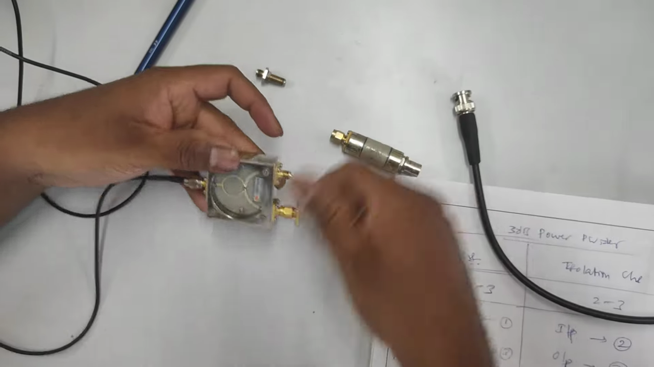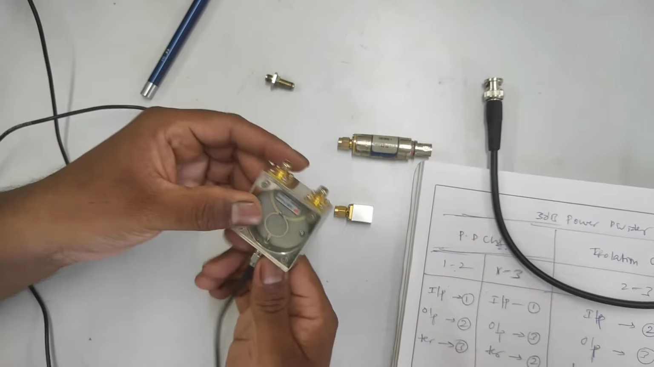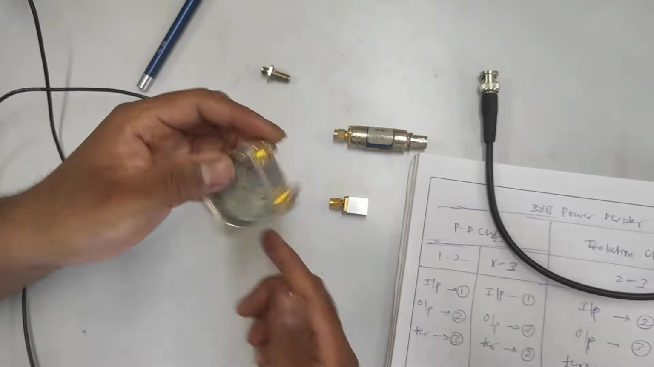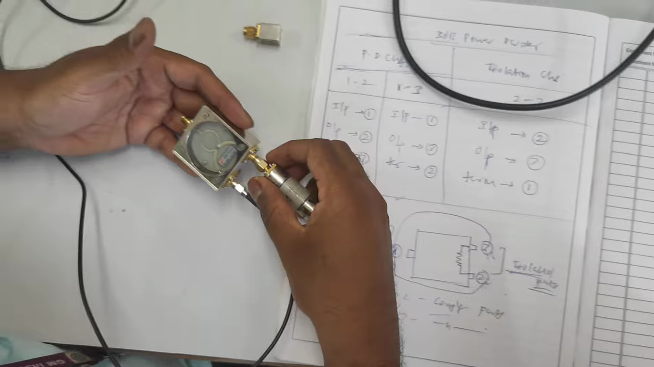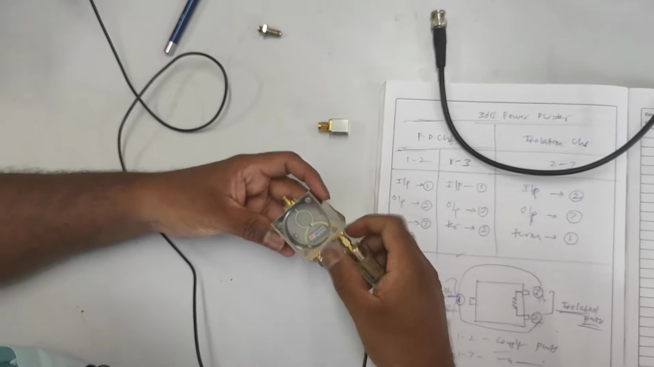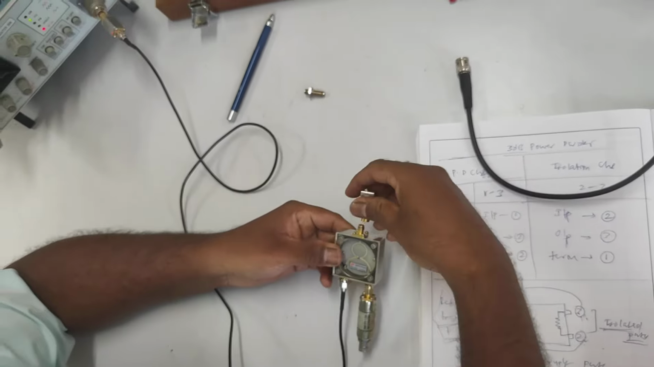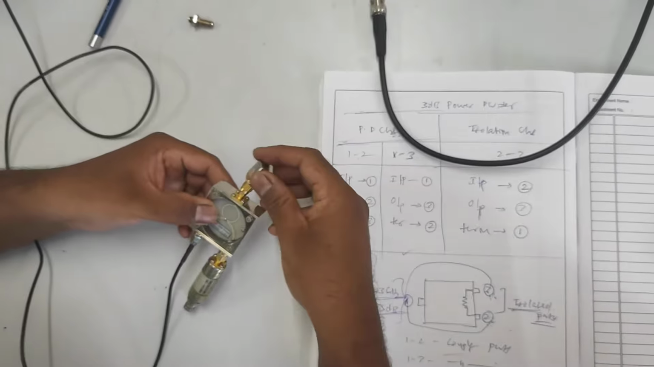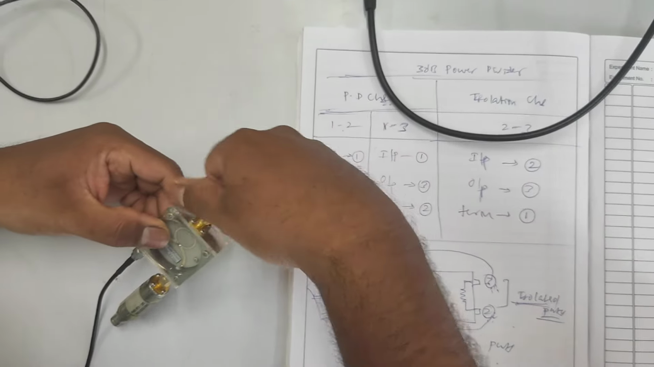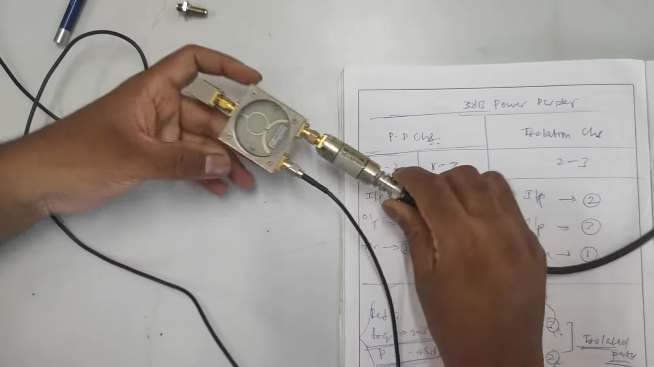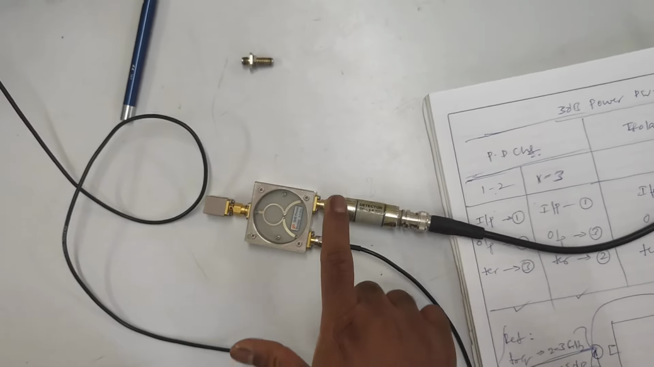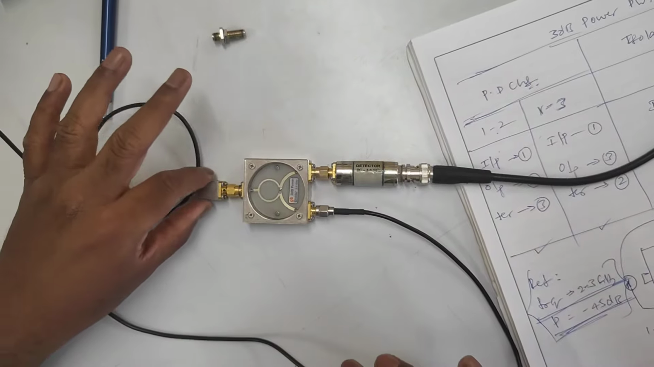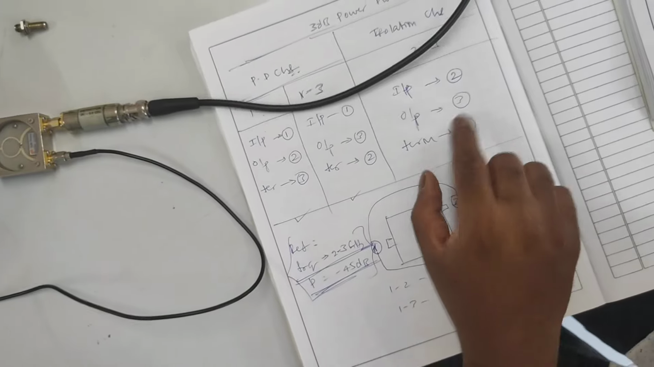For the power divider, input I am connecting to port 2, taking output across port 3. So which one is the remaining port? That is port 1. You have to terminate this with this load. So this is how the connection you have to do for isolation characteristics. Input I am connecting to port 2, taking output across port 3, terminating port 1. Input to 2, output 3, terminating 1.